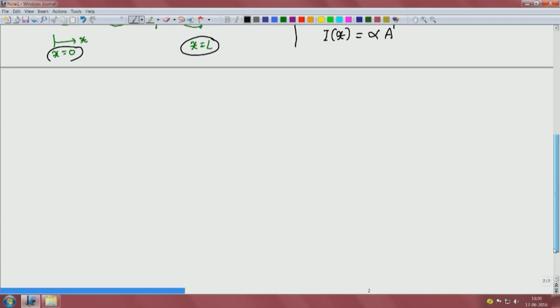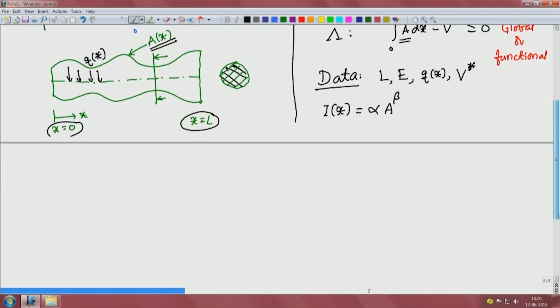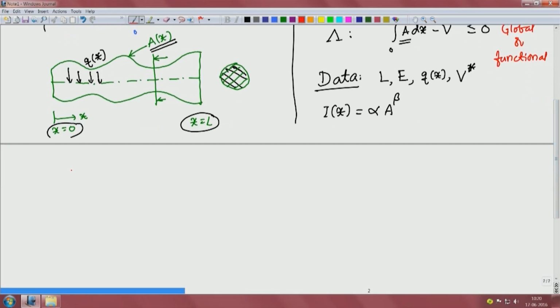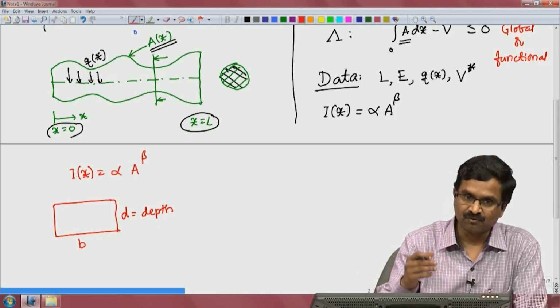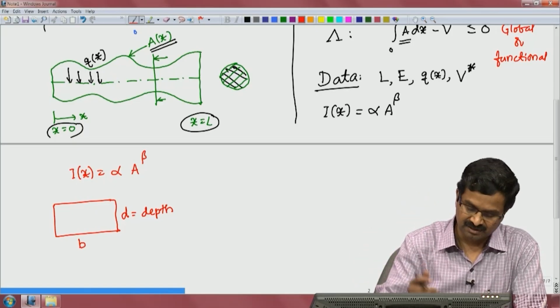For different cross sections, this alpha beta will be different. So, we are writing here, I will rewrite it. We have I of x, we want to write as alpha times A raised to beta. Let us take rectangular cross section. Okay. Let us say the breadth is B and the depth is D. Okay. So, this D is depth of the beam, which is the dimension in the plane of deformation of the beam. If there is a beam that is deforming, the cross section will be deforming. There will be two dimensions for the cross section of rectangle. One will be in the plane of deformation, other is perpendicular.